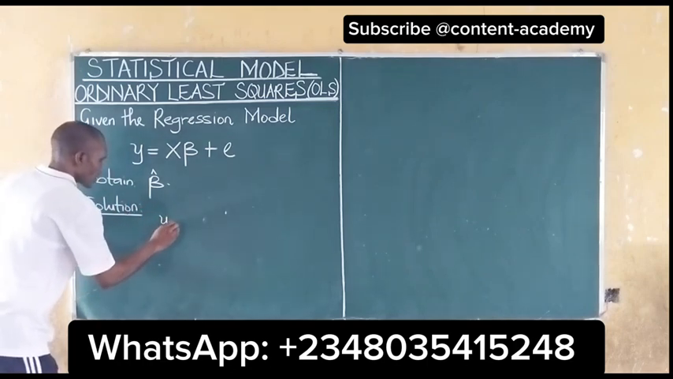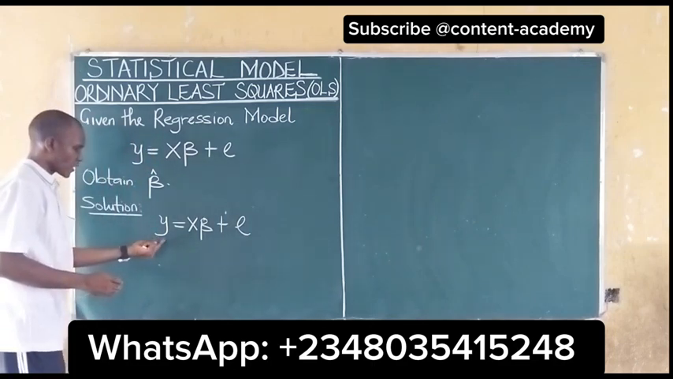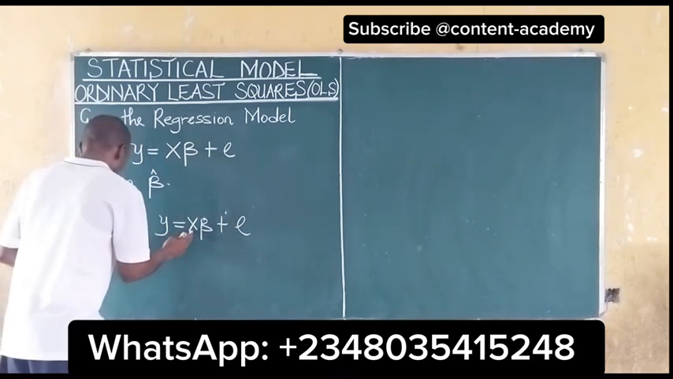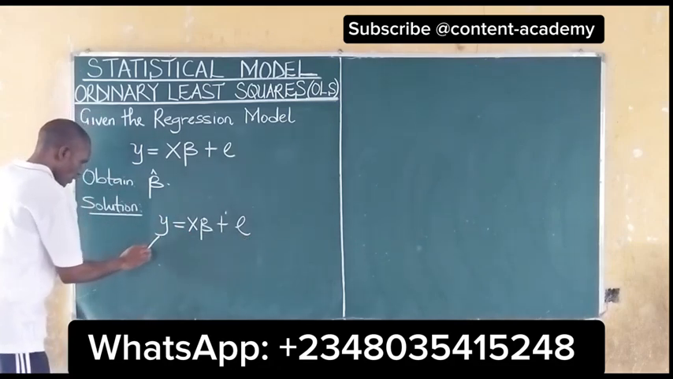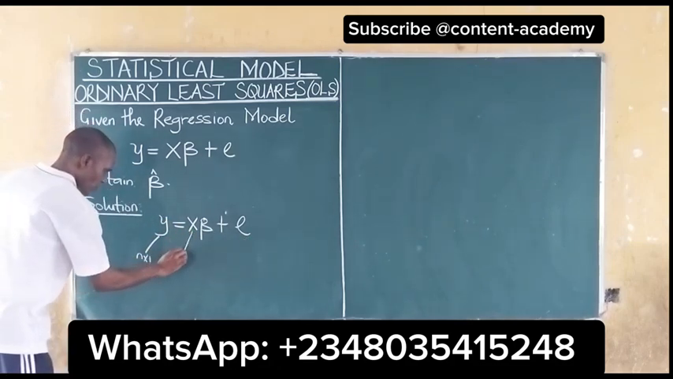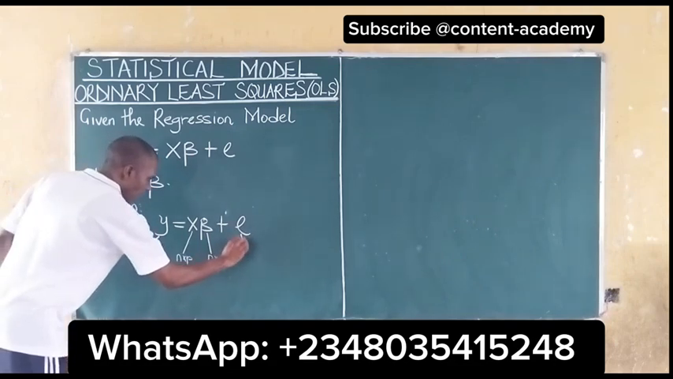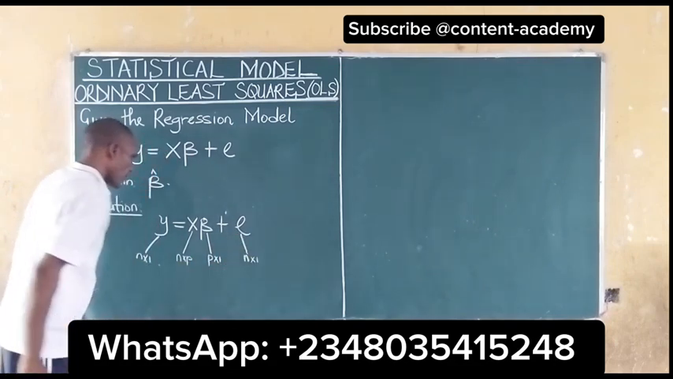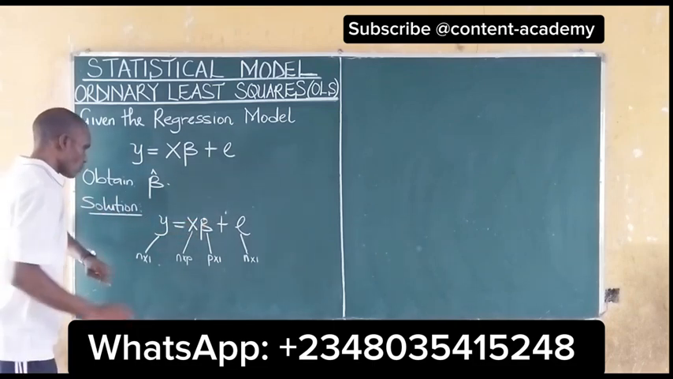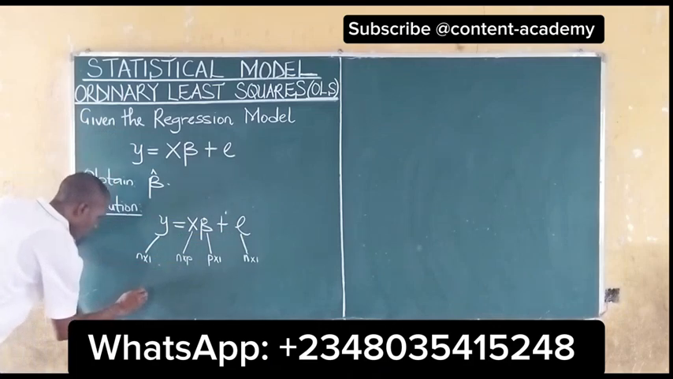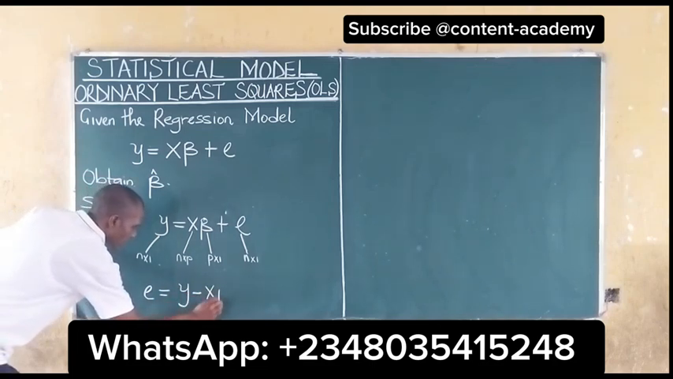Given y equals Xb plus e. Of course, we know this is our response, this is the design matrix, this is our objective function, and this is our error. This is an n by 1 matrix, this is an n by p matrix, this is a p by 1 matrix, and this is an n by 1 matrix. We are asked to obtain the b estimate. So we can make e the subject, that means e equals y minus Xb.